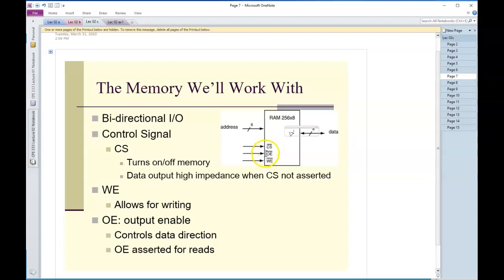So this is a chip select and the output enable, and it has a write enable. The write enable is just a normal write enable, but these are the two signals that are going to control the operation of this thing. So the write enable, once again, allows the thing to be written, but the output enable essentially does two things. It drives the tri-states, and it essentially kind of the same thing, but it controls the direction of the data. So let's use this as an example.